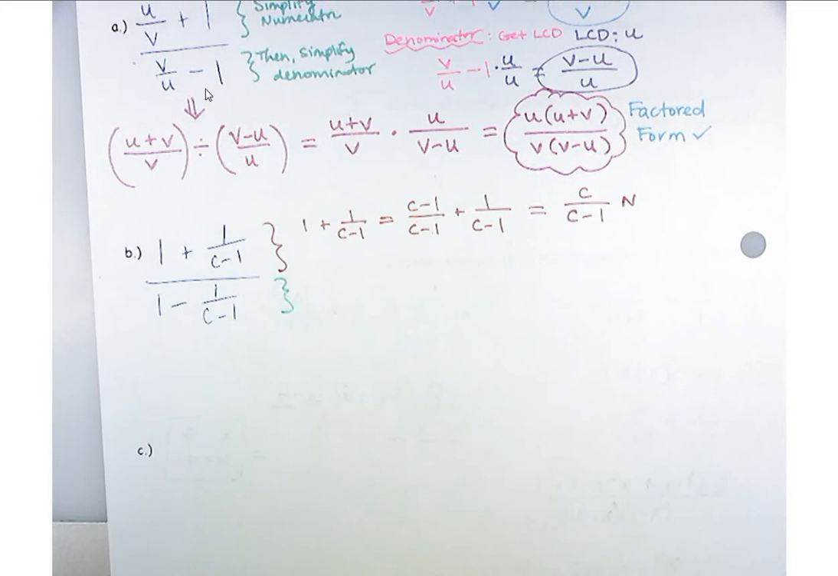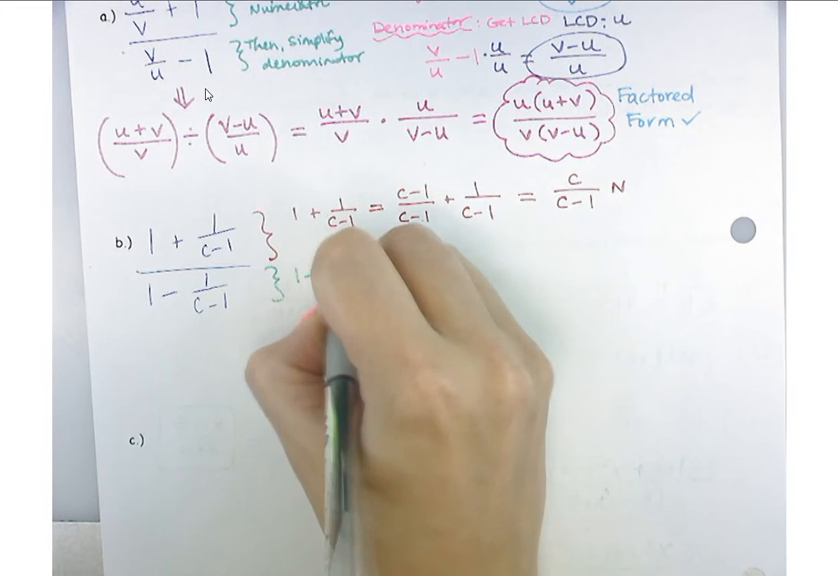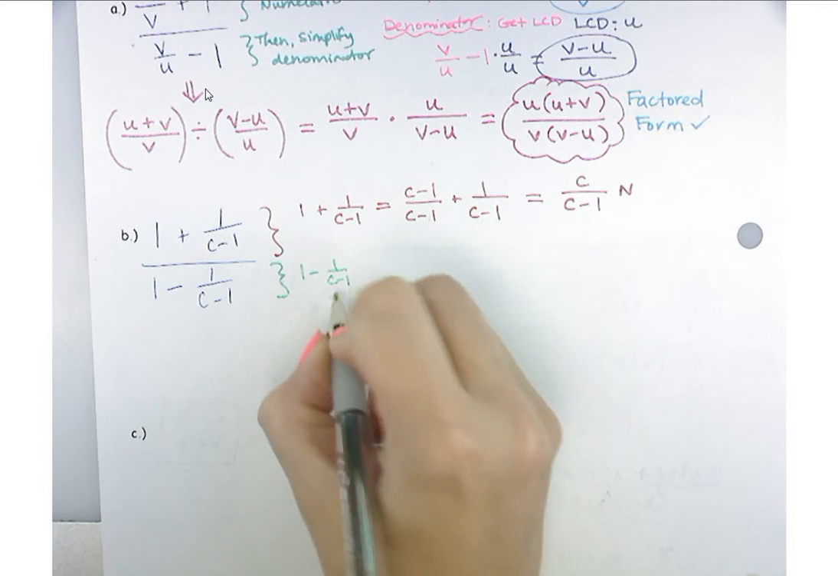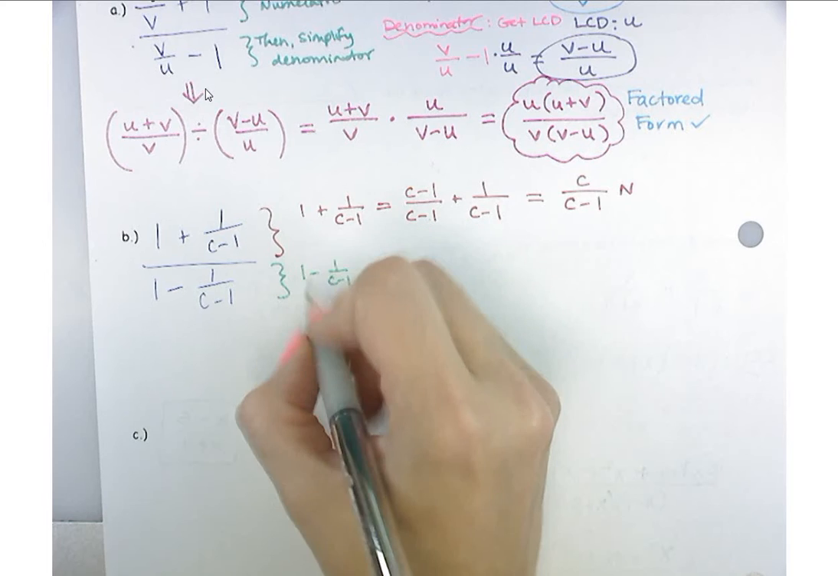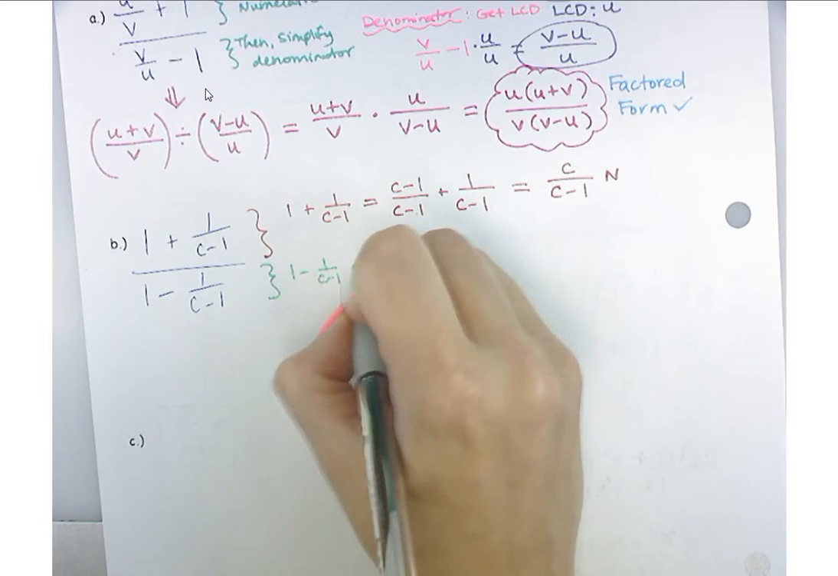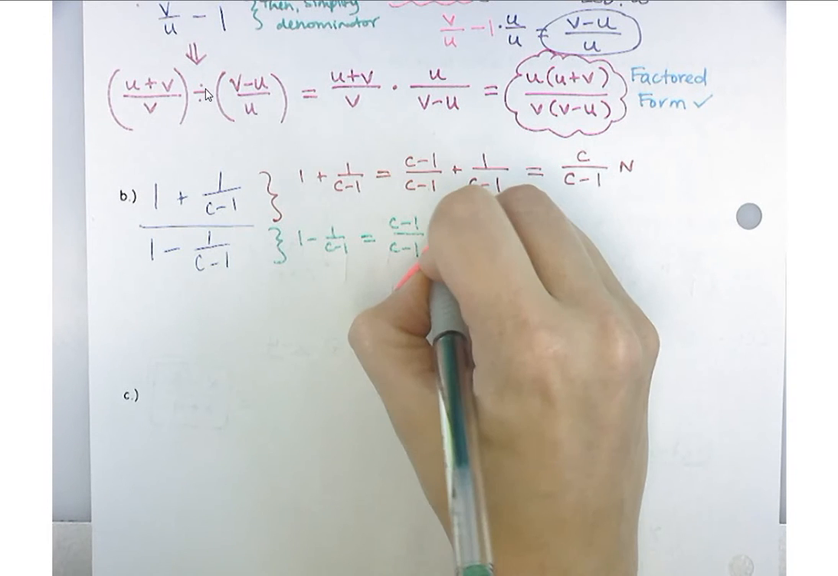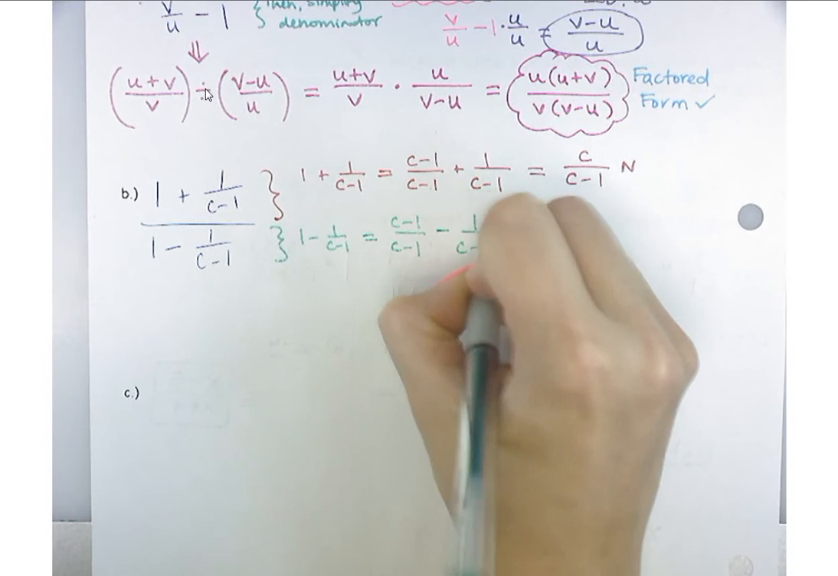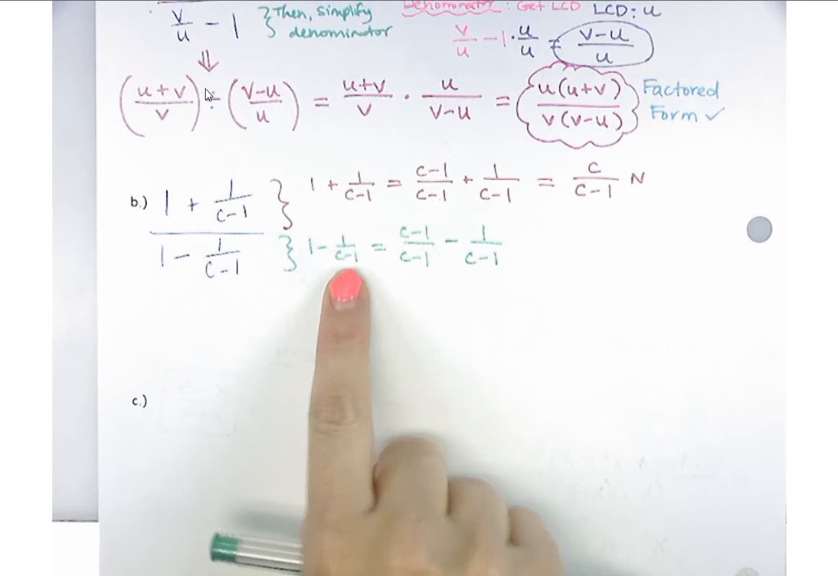Okay, so the denominator is similar. This is 1 minus 1 over c minus 1. So your LCD is also c minus 1. So if I'm multiplying 1 by c minus 1 over itself, I'm going to have c minus 1 over c minus 1 minus 1 over c minus 1. And this one is a little bit different because we didn't have to multiply this one by anything.